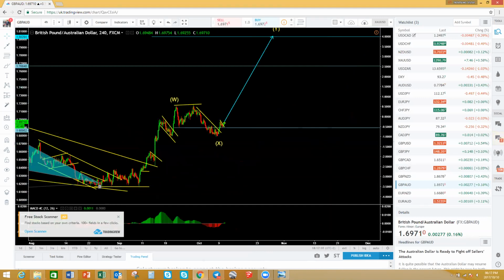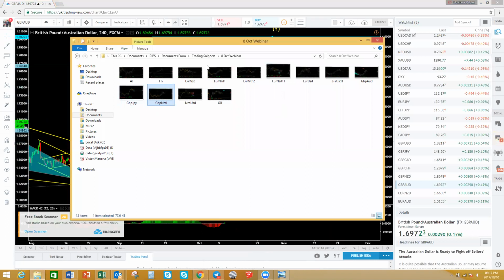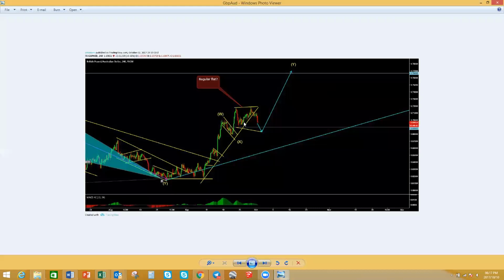So I can just show you what we had in the analysis for pound Audi. You can see that Gartley pattern I was talking about. A regular flat, that's what we thought. If it was a regular flat, it was going to end around this line, but when it's an expanding flat, it ends at the 1.618 extension. So we took it like that.